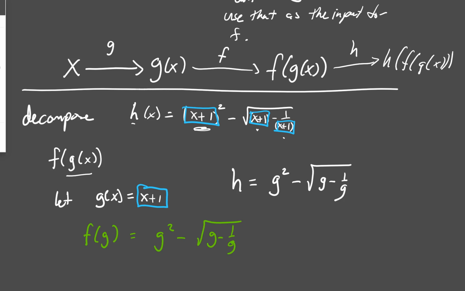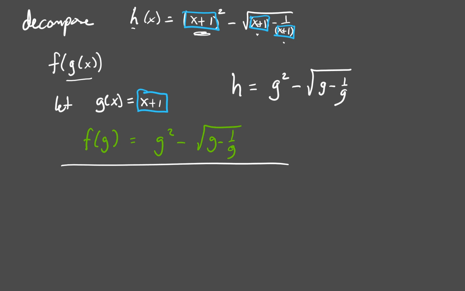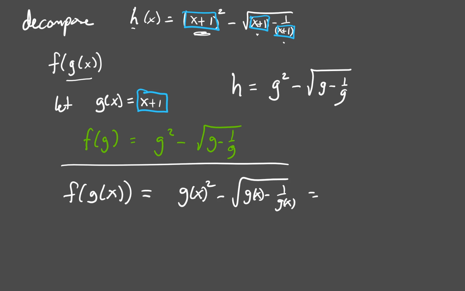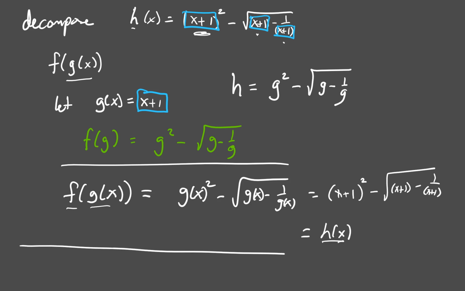Okay, if I do that, then together what these things do is they give me that f of g of x is g of x squared minus the square root of g of x minus 1 over g of x, which, when I look at g of x being 1 plus x, is x plus 1, however you want to read it, squared minus the square root of x plus 1 again, minus 1 over x plus 1, which is h of x. So I've decomposed h of x as an inside-outside function. We've got it written as a composite function. That's going to be sort of a powerful thing for us.